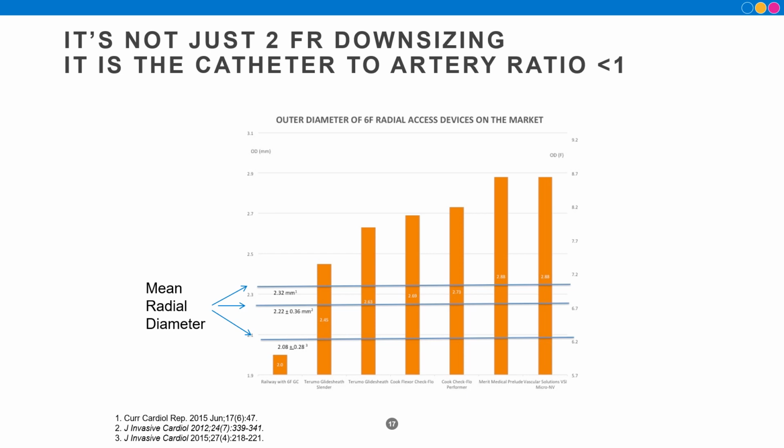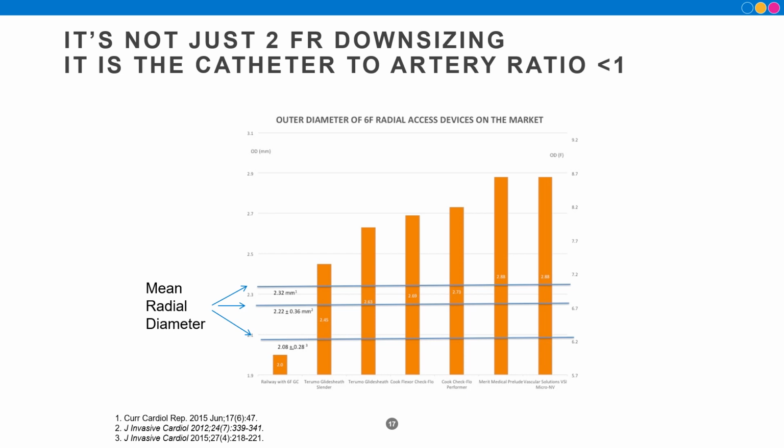Again, it's not just downsizing by 2 French. It's not just that every guide catheter of a given French size is 2 French smaller than the outer diameter of the sheath, but it is really the distribution of the radial artery diameter in the general population and the diameter of a 6-French regular sheath as well as a 6-French thin wall sheath, which are both larger than most of the patients you do transradial approach for. In comparison, a 6-French guide catheter is smaller than the artery in most of your patients. The 6-French guide catheter outer diameter is smaller than the radial artery diameter of your patients.